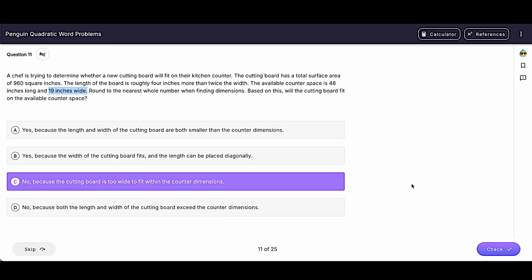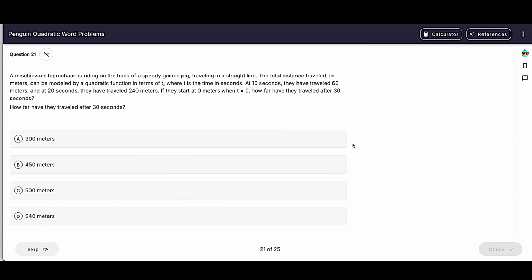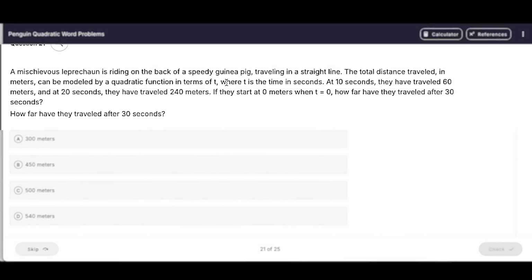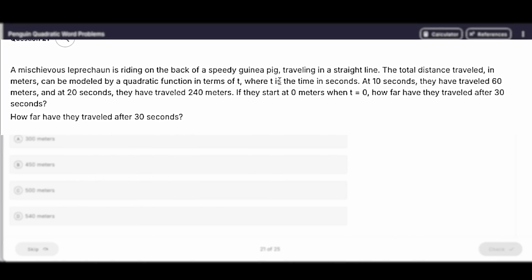The third type of quadratic word problem you might come across on the SAT is going to be something like this, where you have a vehicle of some sort going at a speed. In this case, we've got a leprechaun, right? It says this leprechaun is riding on the back of a guinea pig and they're going in a straight line. And it tells us that it can be modeled with a quadratic function. So we know that that's already what we're dealing with.